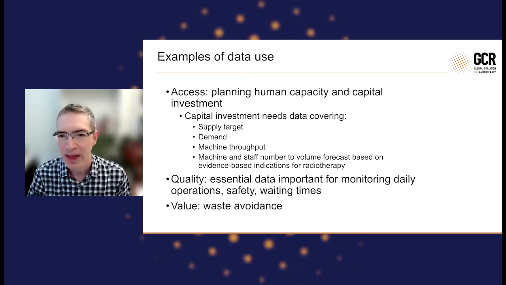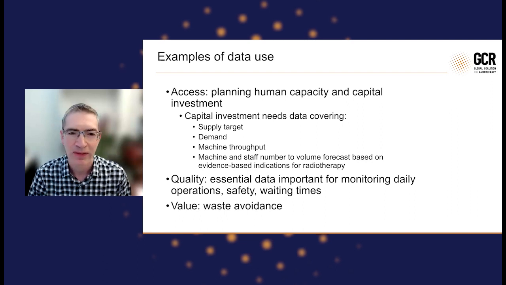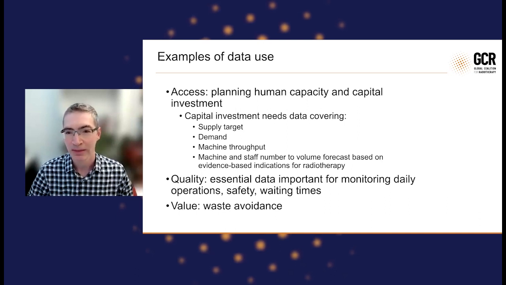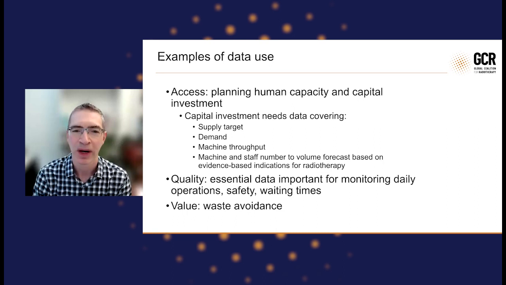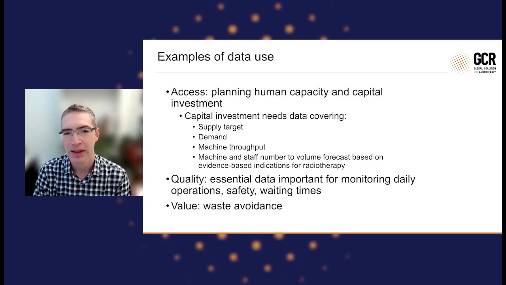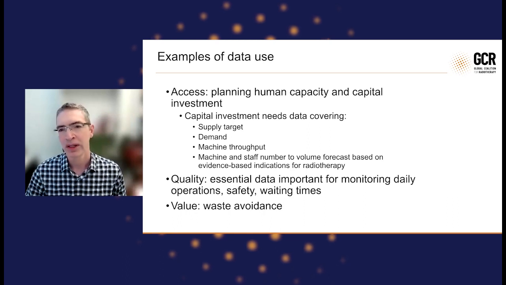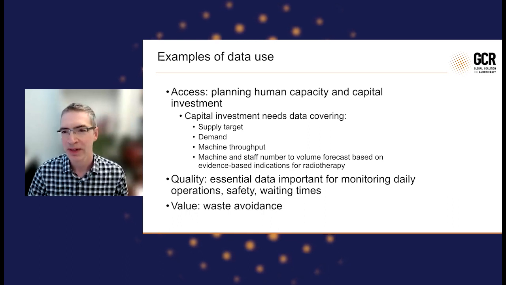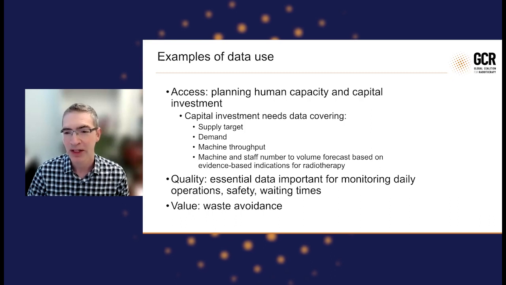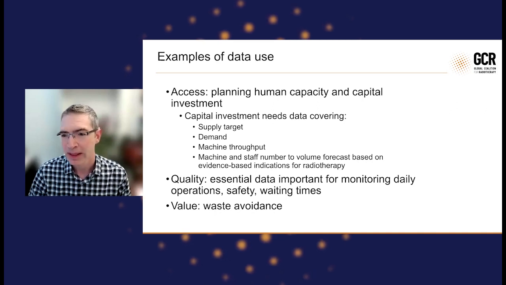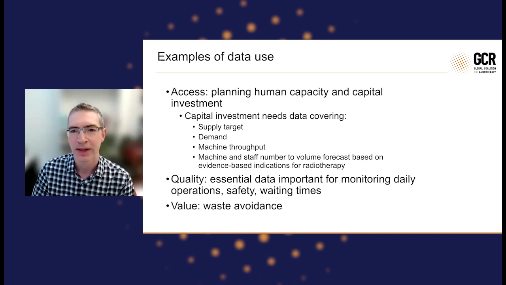For quality, there are many dimensions of quality, but for example, we need essential data for monitoring the daily operations of the cancer program and the radiation program, for monitoring of safety and waiting times. For value, we want to avoid waste. So for example, we want to be sure that everyone who has evidence-based indications supporting hypofractionation will get a shorter radiation treatment where it is appropriate to maximize the use of resources. Next slide.